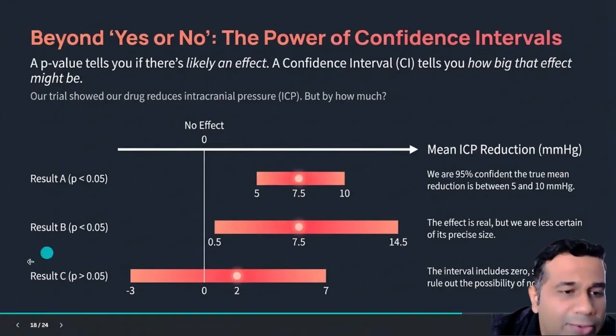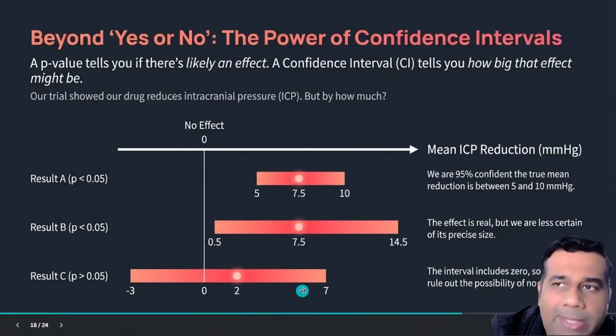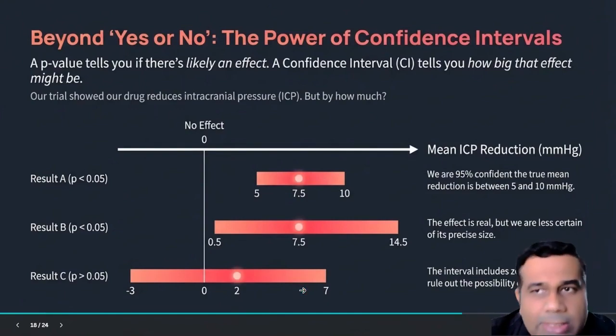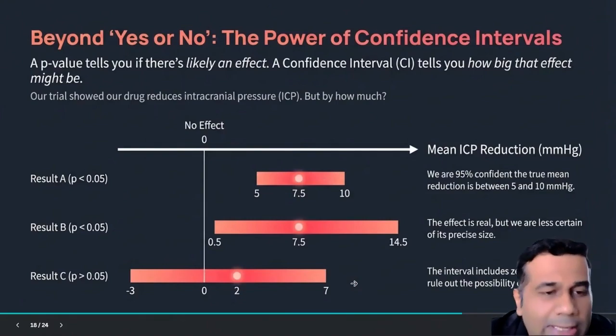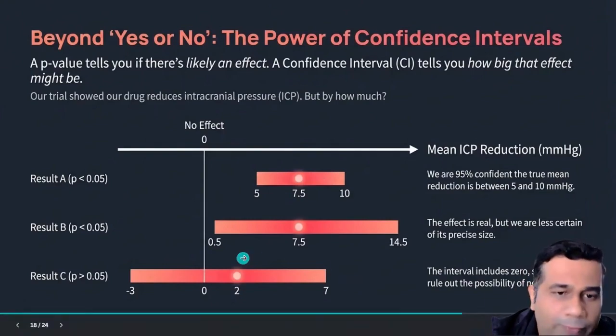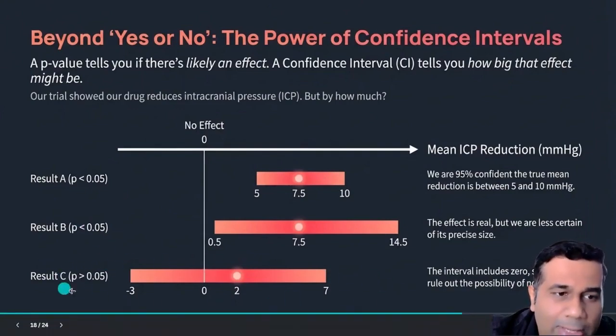Now in result C, our p-value was much higher than 0.05, and we also noticed that the interval is crossing zero. It seems that in some patients, when you give the drug, instead of reducing the intracranial pressure, it is actually increasing it by 3 millimeters. But in some patients it is reducing, and the reduction can go up to 7 millimeters. But it's actually causing the opposite effect too, right? So this particular drug has no effect. Sometimes it increases, sometimes it has zero, which means no effect, and sometimes it can reduce.